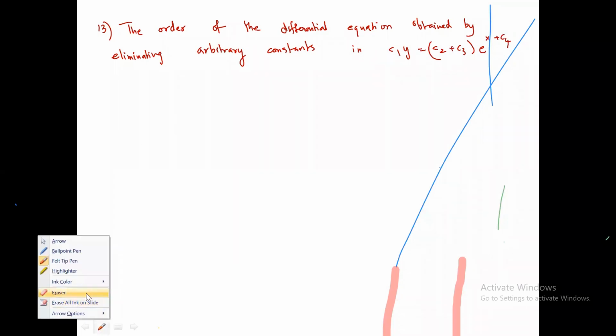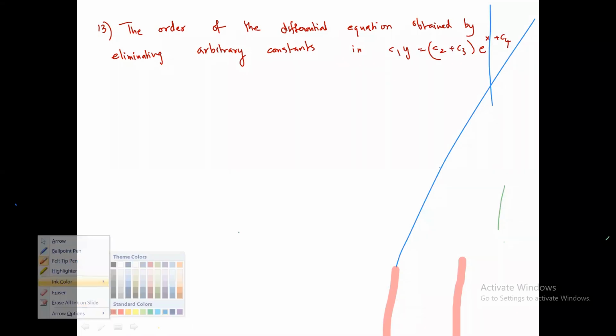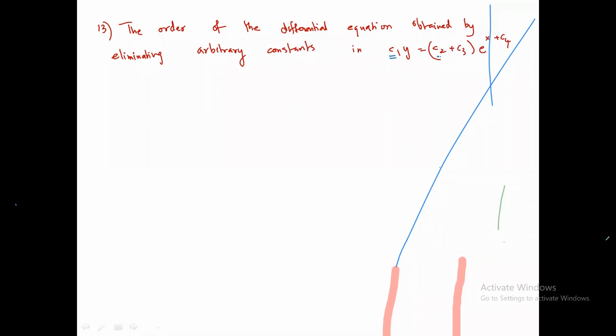Arbitrary constants means there are some constants you can see: C1, C2, C3, C4. These all are arbitrary constants. You have to remove them, get the differential equation, then find the order of the differential equation. So what we have to do is take the equation and observe it carefully.